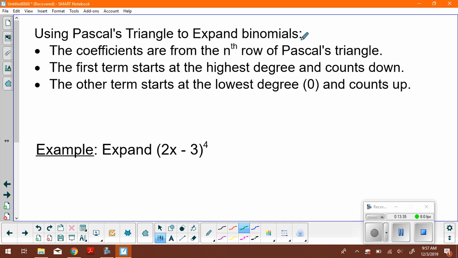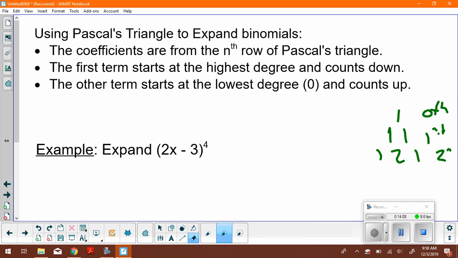Here's again the summary of what happens. The coefficients are from the nth row of Pascal's triangle. Now there's a little bit of a catch there. In Pascal's triangle, we're going to call that first row 0 to correspond to that 0 power in the expansion. This is going to be row 1. This is going to be row 2. This is my first row, second row, etc. So there's just a little catch about this. But basically, you look for the row where the second number is the same as your degree.